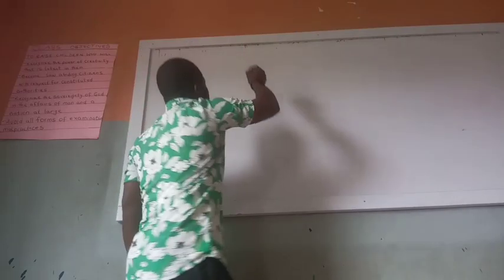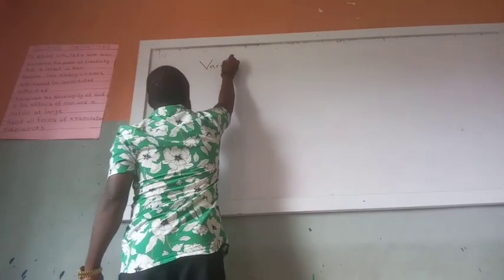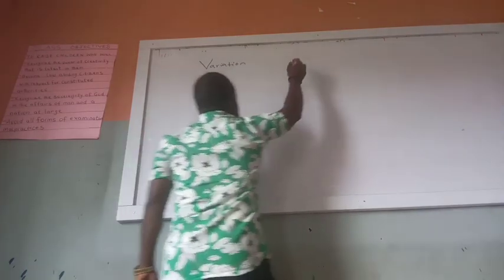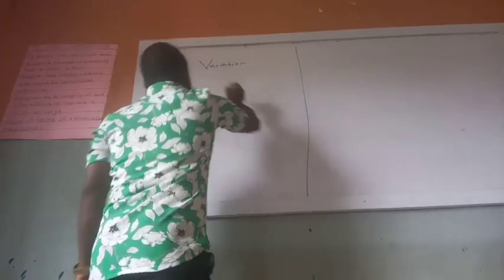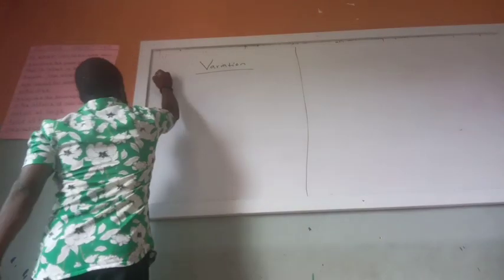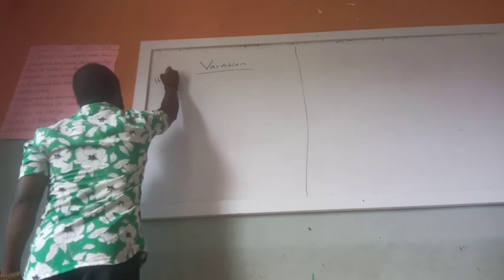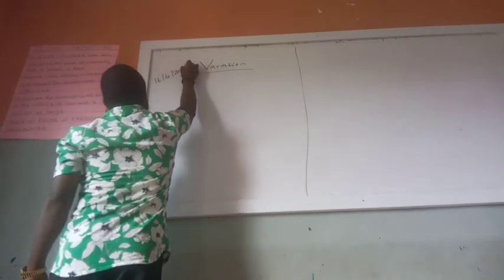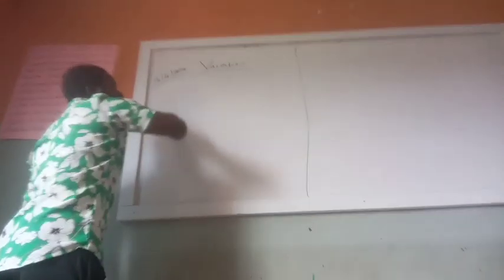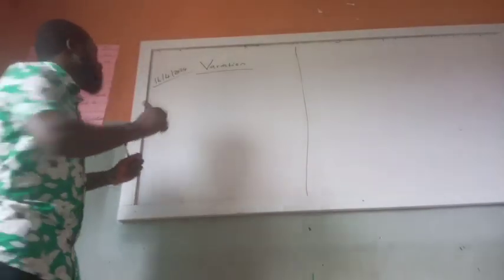For today, what I call variation. What's today's date? 16. So we have 16, that's 4, I'll be 5, 2024. Now the first thing you must know is the definition of variation.